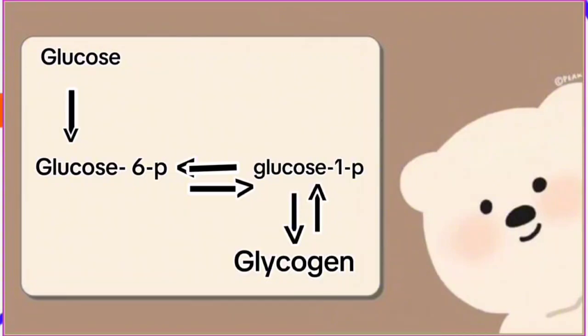via phosphoglucomutase. In muscles, glucose 6-phosphate proceeds to glycolysis, while in the liver, it can be converted back to glucose by glucose 6-phosphatase for release into the bloodstream.